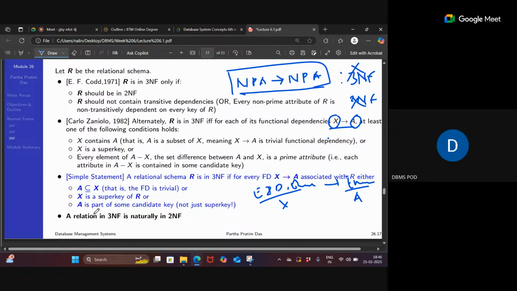And if we do A minus X, and the result is part of the candidate key, then if any one of the conditions holds for our FDs, we can say our table is in 3NF. If any one of them is not satisfied, like A is not a subset of X, or X is not a super key, or A minus X is not part of the candidate key, then we can say our relation is not in 3NF. Okay.